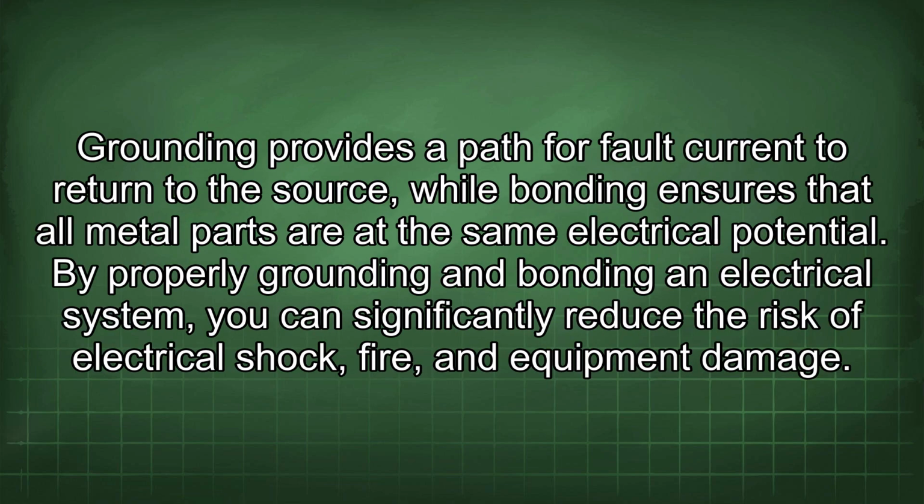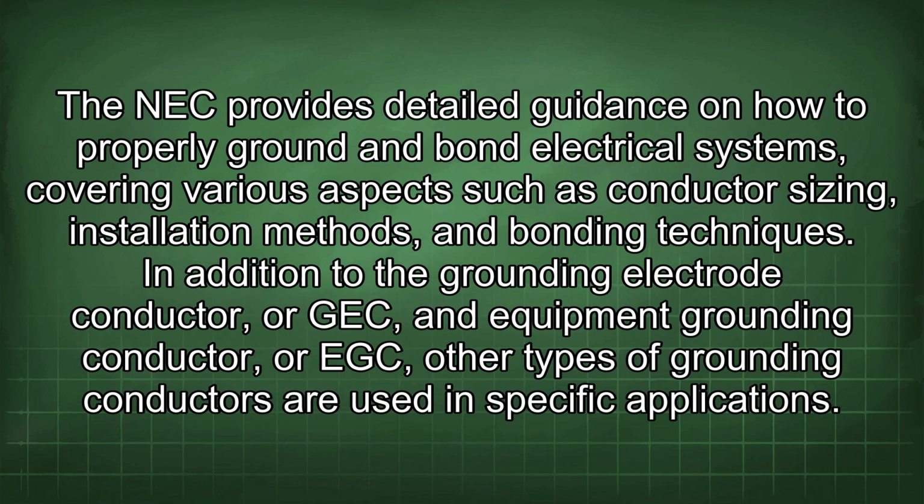Grounding provides a path for fault current to return to the source, while bonding ensures that all metal parts are at the same electrical potential. By properly grounding and bonding an electrical system, you can significantly reduce the risk of electrical shock, fire, and equipment damage. The NEC provides detailed guidance on how to properly ground and bond electrical systems, covering various aspects such as conductor sizing, installation methods, and bonding techniques.